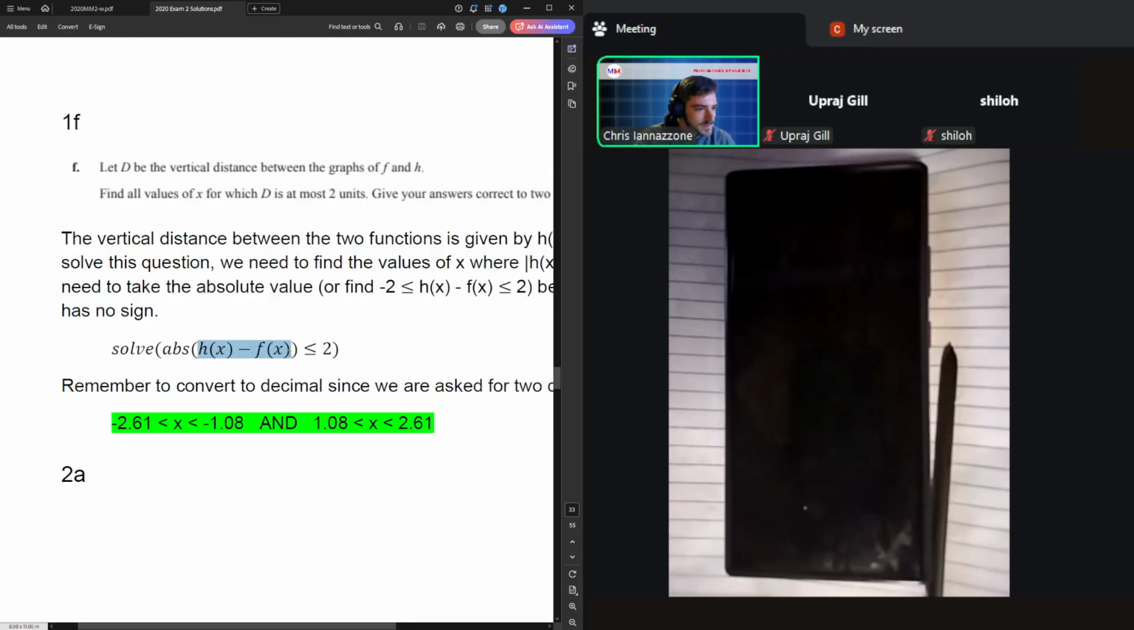You just do the distance between them, h minus f, because you're subtracting y values. You take the absolute value of that, because sometimes this could be negative, sometimes positive. ABS should be a function on both CASs. And you just say, hey, where's that less than or equal to 2?